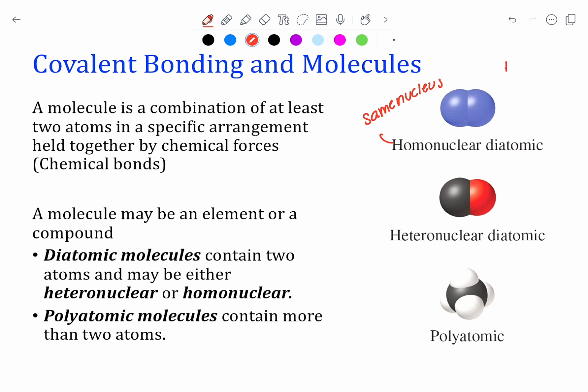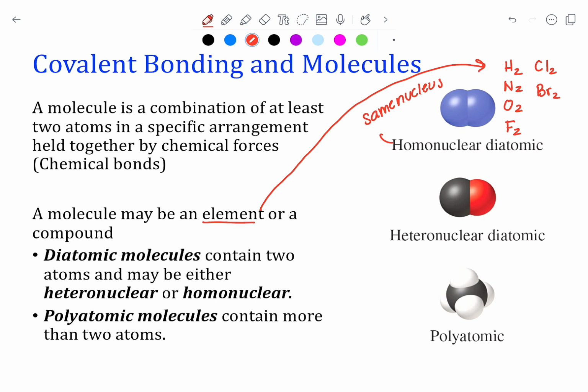Those would be H2, N2, O2, F2, Cl2, and Br2. They prefer to be in diatomics just because it's more energetically favorable to share their electrons with another one of that atom. Okay, so those are our 6 elements that tend to be homonuclear diatomics. So that's when we say a molecule can be an element, that is what we are referring to.